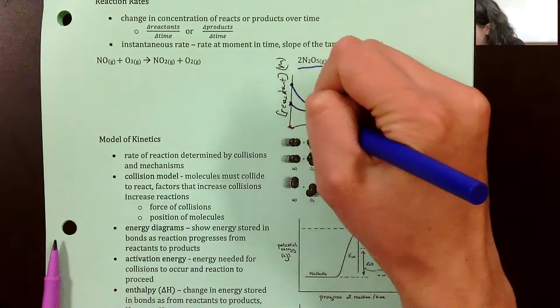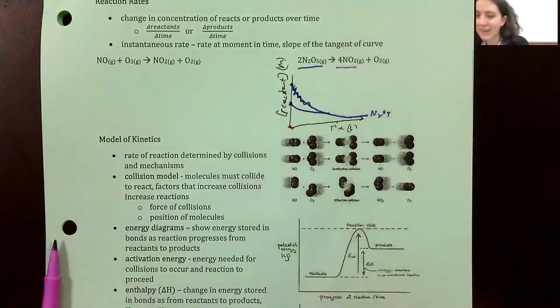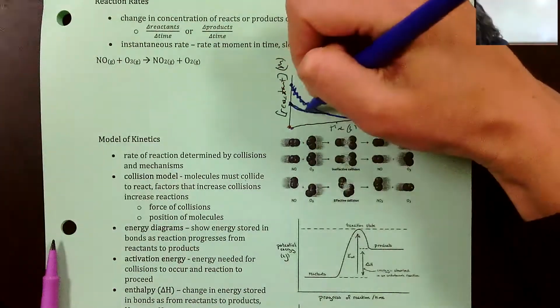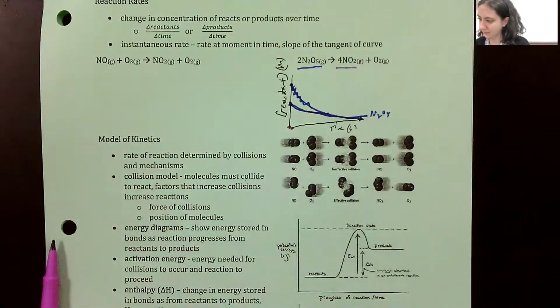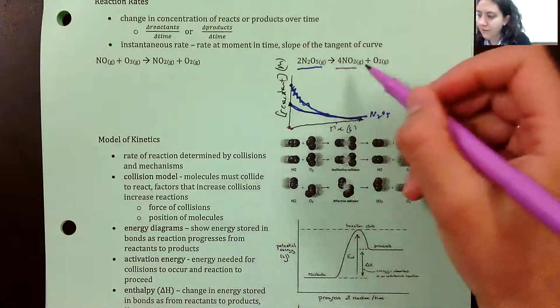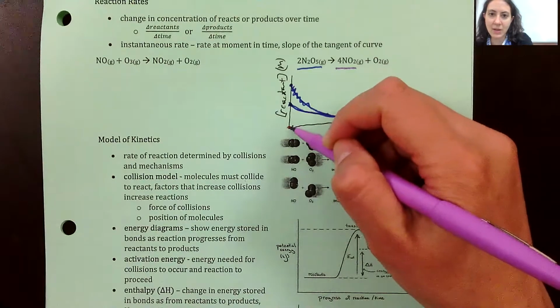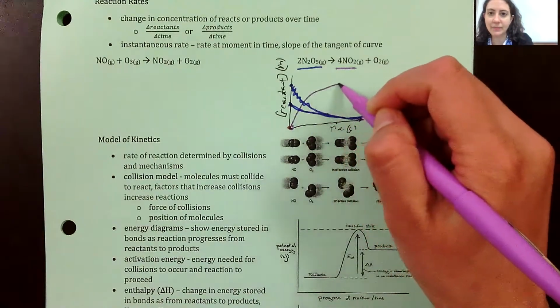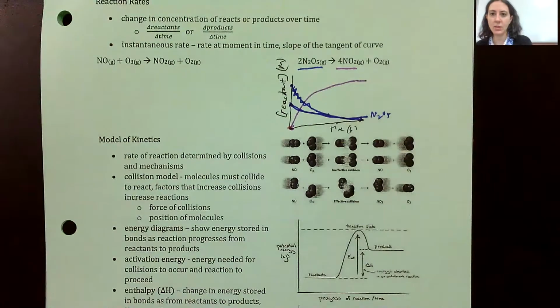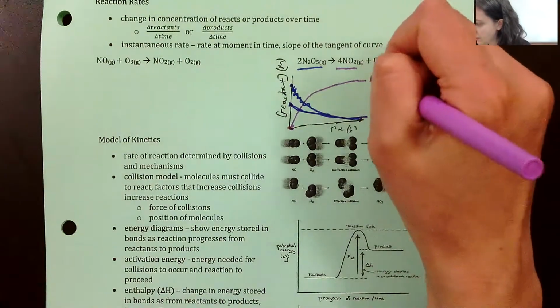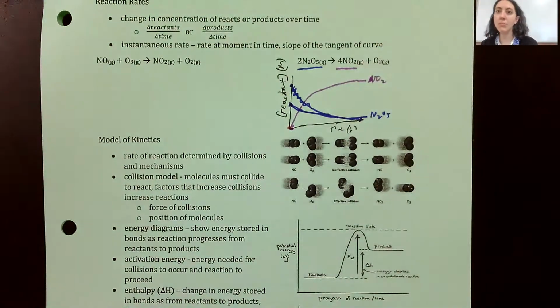Erase that. Ignore that. Okay, so something more like this. It's going to decrease. So the final concentration of this is going to be twice as high. So we'll make that up here. It might be something like this, and that's the NO2. So the molar ratios of this reaction actually can tell us something very interesting.